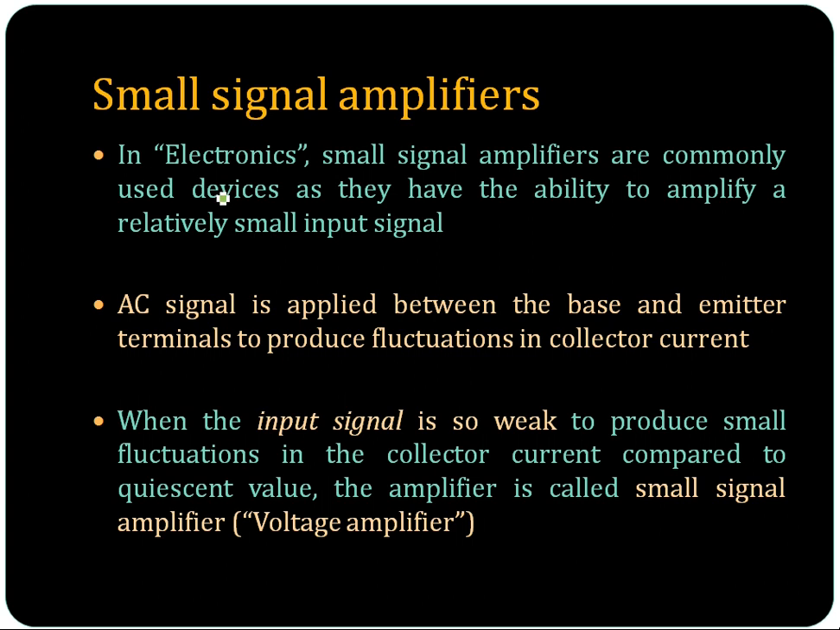Now what is a small signal amplifier? In electronics, a small signal amplifier is a commonly used device because it has the ability to amplify a relatively small input signal. So an AC signal is applied between the base and emitter terminals. It's a common emitter amplifier I am talking about, to produce the fluctuations in the collector current. When the input signal is so weak as to produce small fluctuations in the collector current compared to the quiescent value, the amplifier is called a small signal amplifier or voltage amplifier.